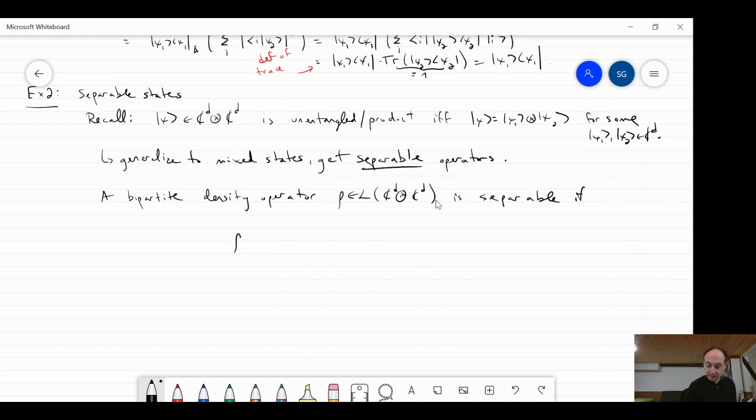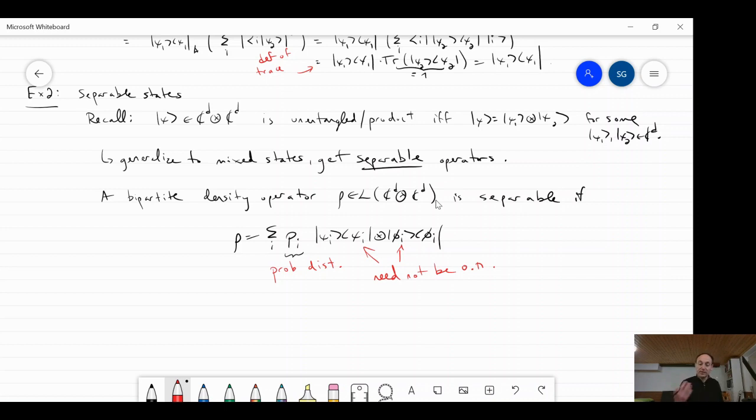if we can write rho as the sum over i of p_i times a product state. So it's a probability distribution, just like the slot experiment where you flip a coin, and with some probability, you prepare some product state. Okay, so just like before, these p_i form a probability distribution. And now these states, let me be very, very clear, they need not be orthonormal.